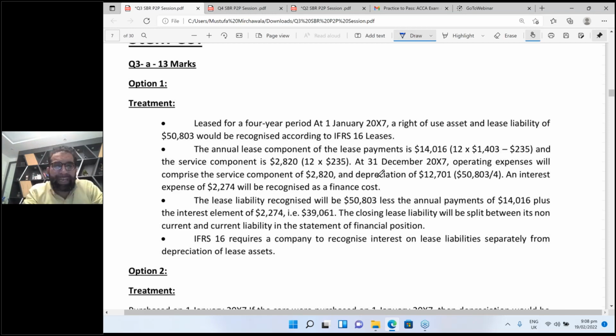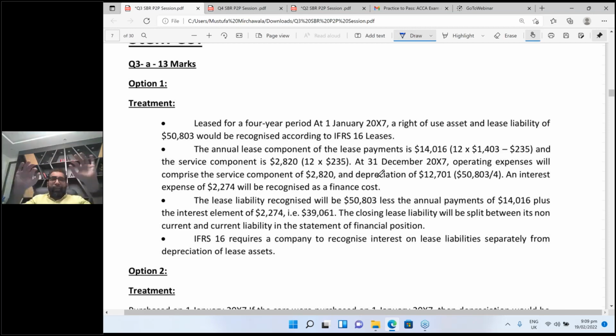Now the annual lease component of the lease payment, the pure lease payment, remember 1403 less 235, we remove the service charge, and multiply by 12, so it will be 14016. We already did this. And the service component is 2820, which is 12 times 235. At 31st December X7, operating expenses will comprise the service component. Depreciation is also an operating expense, and interest 2274. These three things will go in P&L.